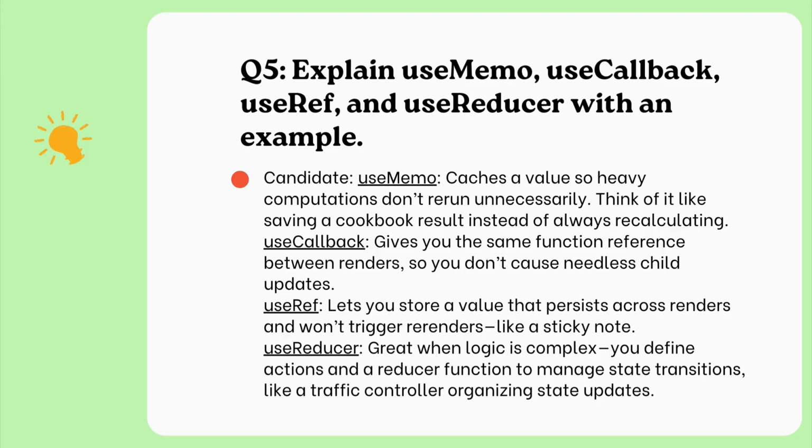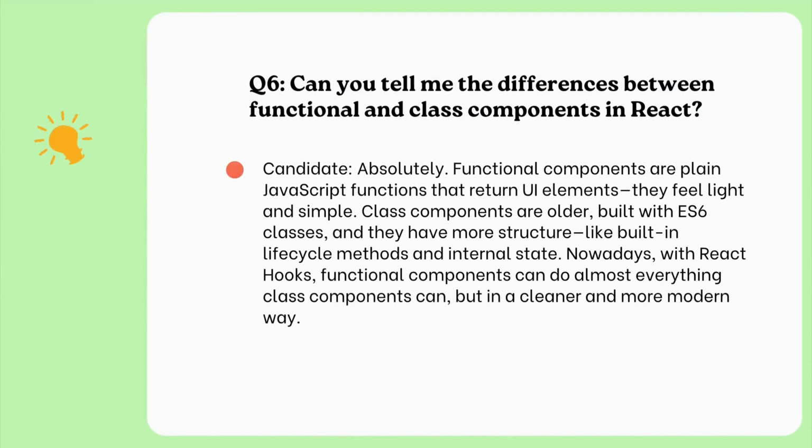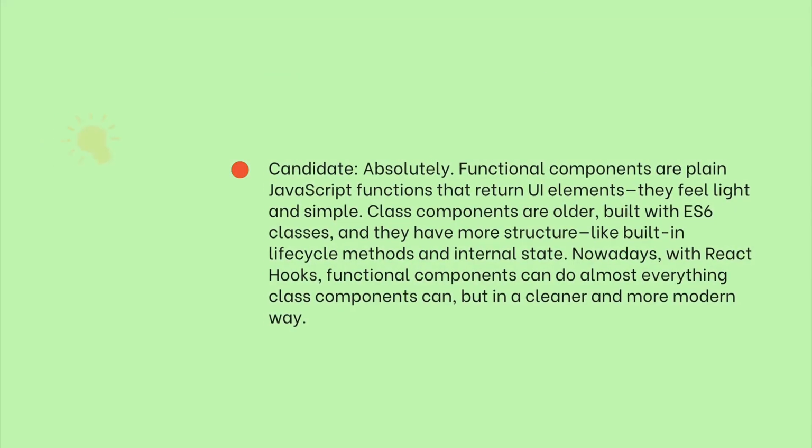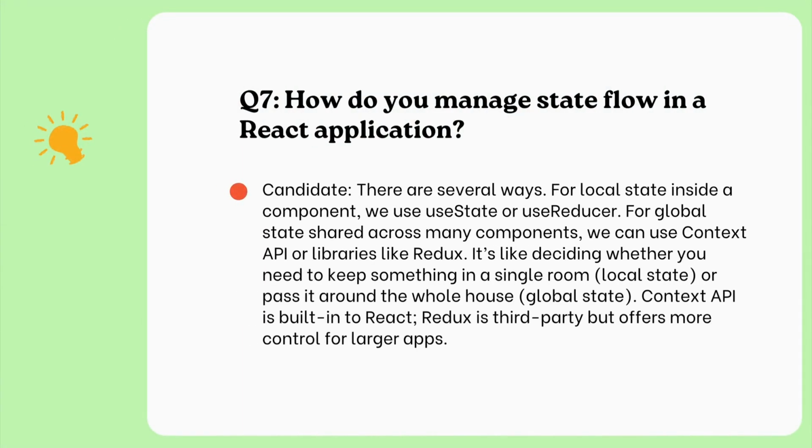Okay, let's continue. Can you tell me the differences between functional and class components in React? Absolutely. Functional components are plain JavaScript functions that return UI elements. They feel light and simple. Class components are older, built with ES6 classes, and they have more structure, like built-in lifecycle methods and internal state. Nowadays, with React hooks, functional components can do almost everything class components can, but in a cleaner and more modern way.